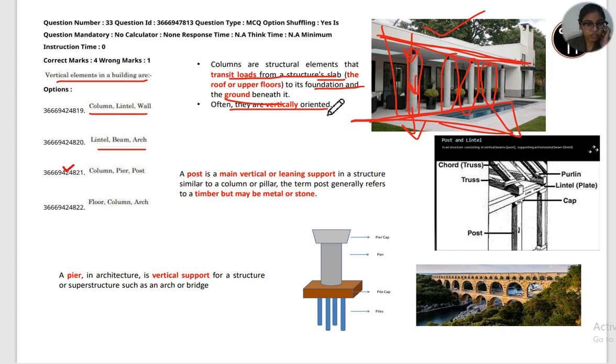So the first one was column. Second, you have the post. When we talk about the post, as you can see in the image, this is your post.